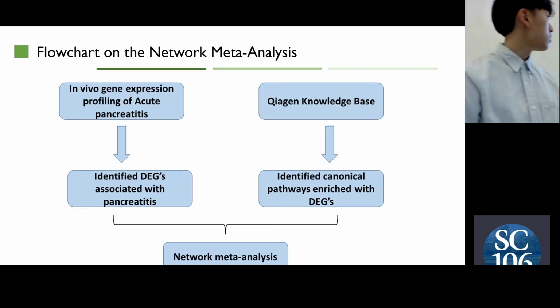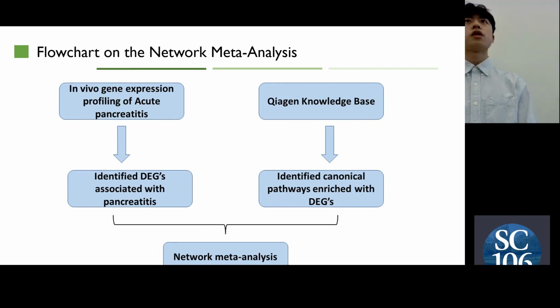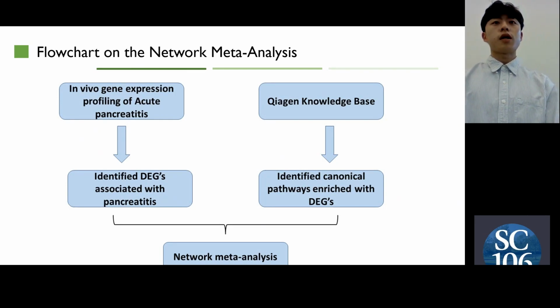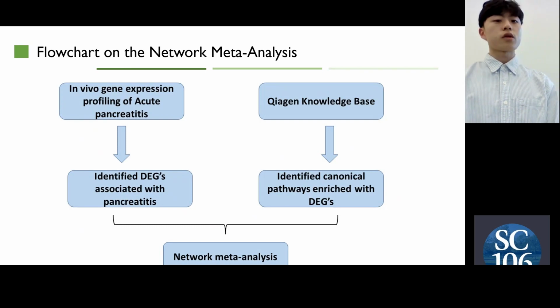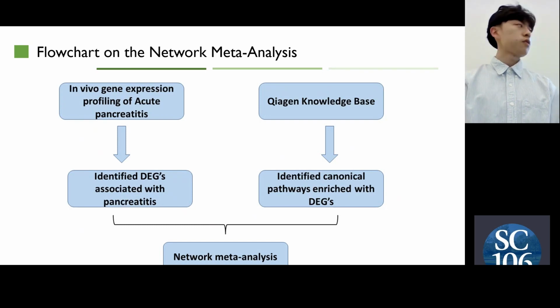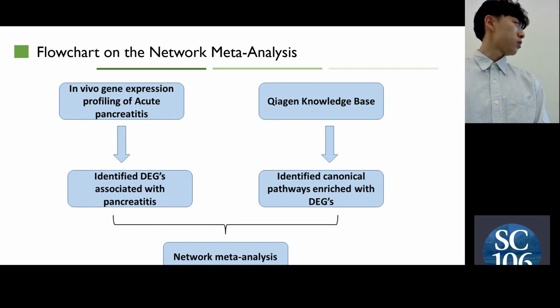On the left, you can see the in vivo gene expression profiling of acute pancreatitis. We were able to analyze a GEO data set of 119 patient samples, either with pancreatitis or healthy controls. We then identified DEGs through RNA sequencing and uploaded those data to IPA for further analysis on canonical pathways enriched by these DEGs, which allowed us to conduct the meta-analysis.